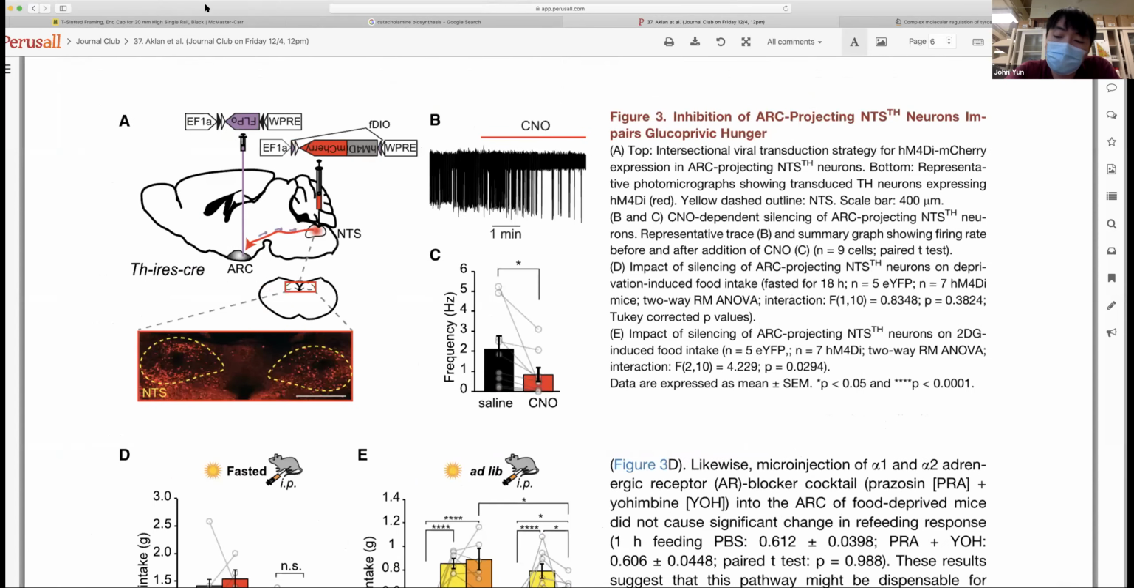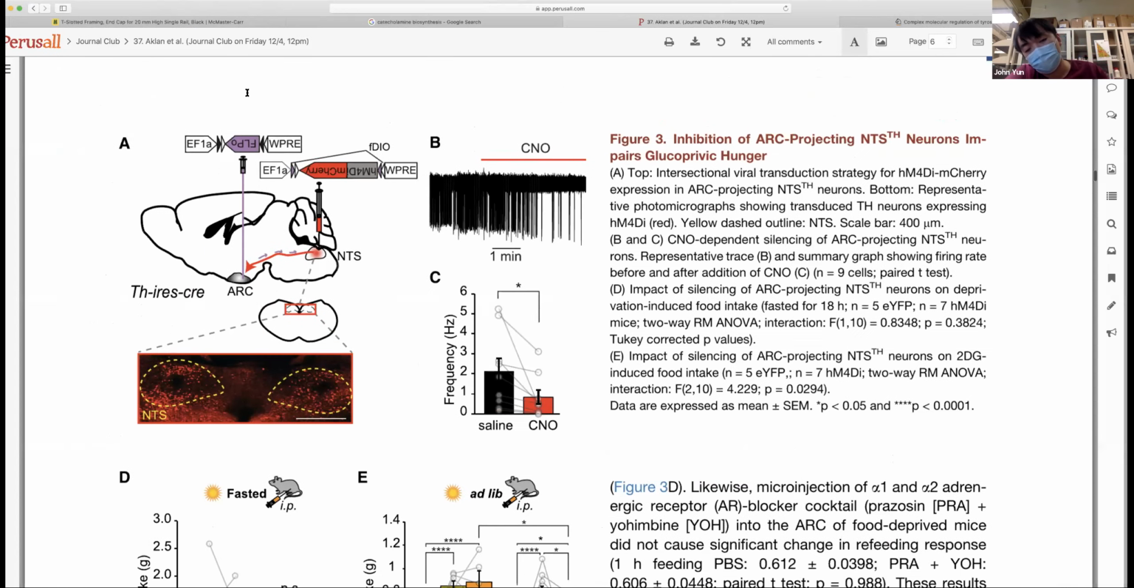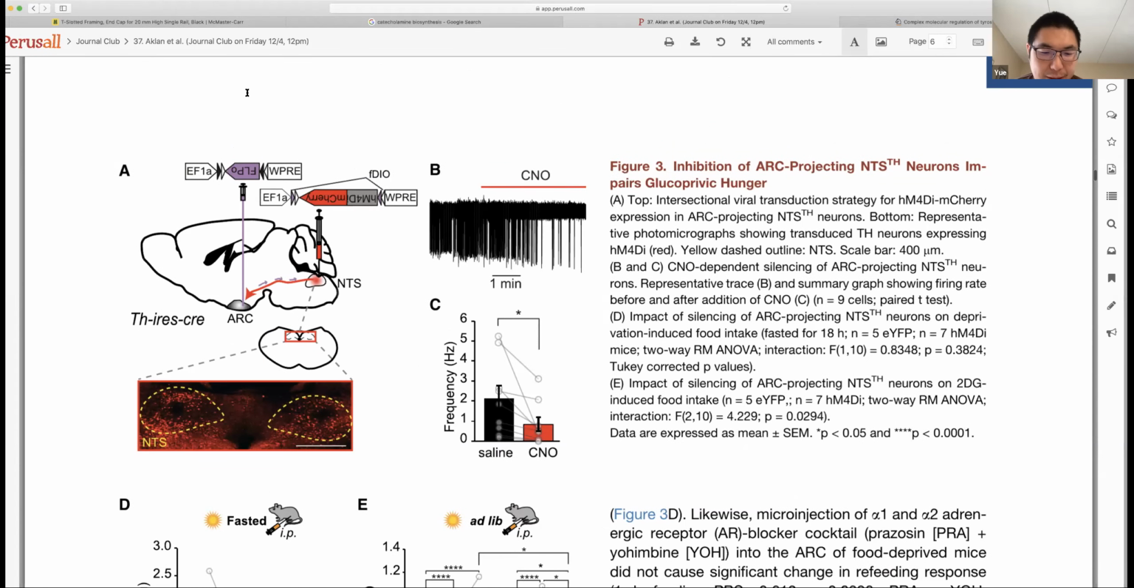All right. So figure 3. Okay. I'll just go really quick. So figure 3 is a continuation of figure 2. Here they are just using the inhibitory chemogenetic manipulation. So they're using the hM4Di here to inhibit those neurons. So the setup mechanism is the same. Express Flp in NTS combined with the FLEX-DIO.